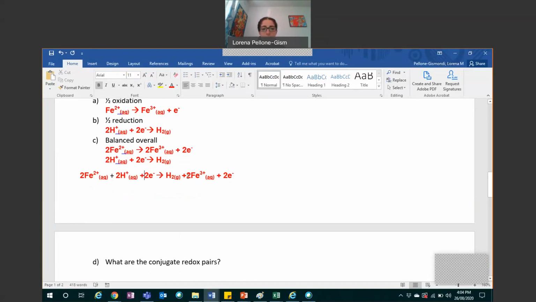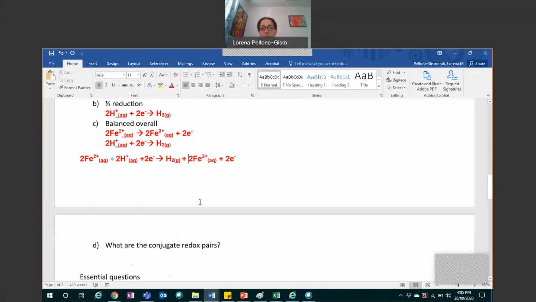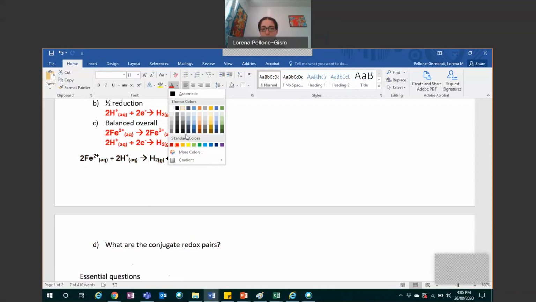Now we're going to head to step 7, which basically says cross out species that appear on both sides, and that's the electrons. So you can see that the electrons come in, so 2 come in and 2 go out, which means that there is an overall of 0 electrons, net 0. So we cross them out, and here is the balanced overall equation.